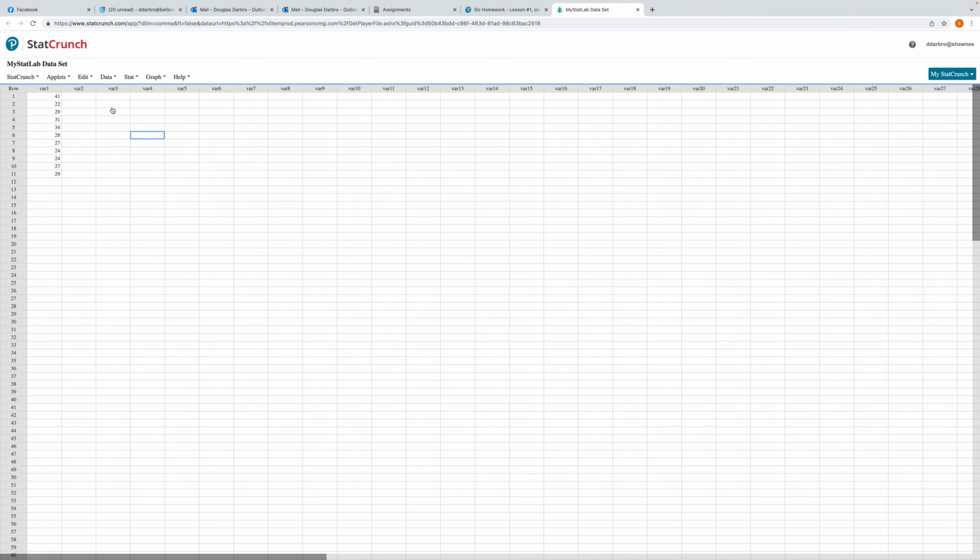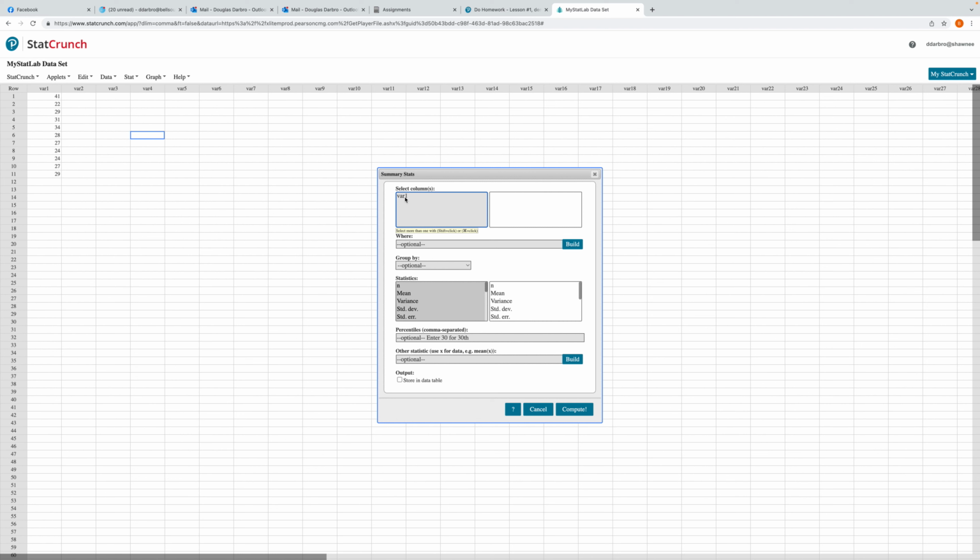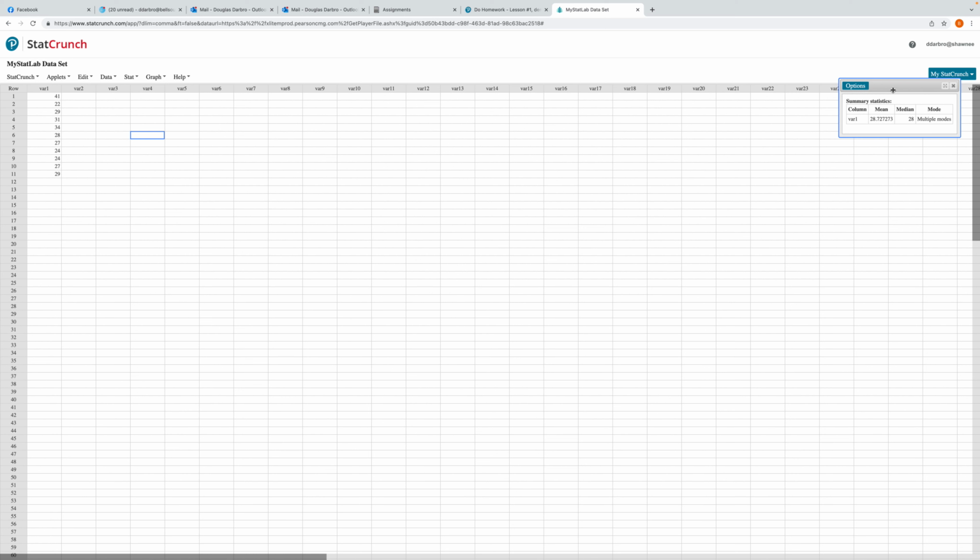All right, so let's go to Stat, go to Summary Stats, go to Columns, and I want variable 1. I could rename that if I want, but I'm not going to. So I need the mean, the median, and the mode. Now it talks about the mid-range. I don't think there's any place here to find the mid-range. Turns out it's super easy to find. So we'll just go ahead and compute.